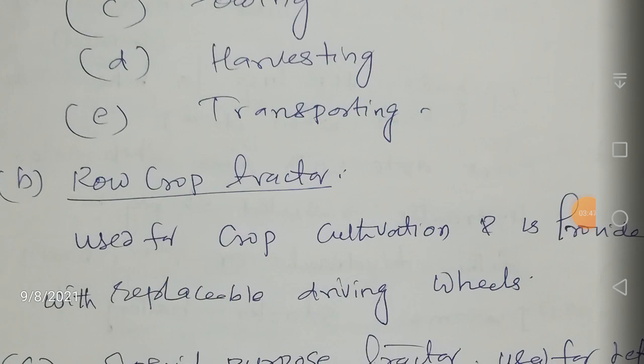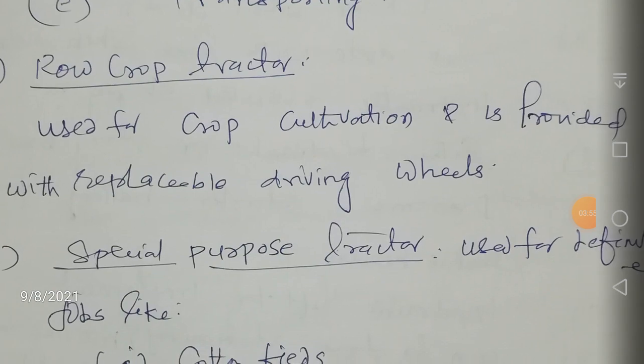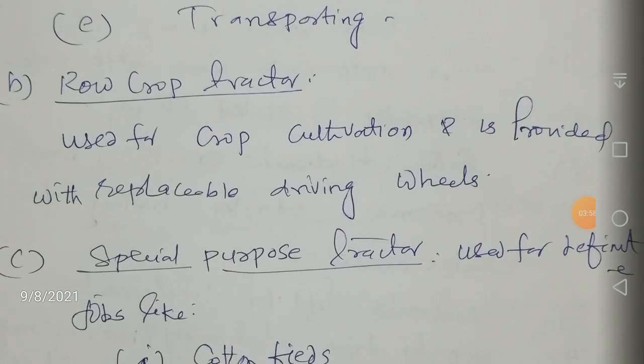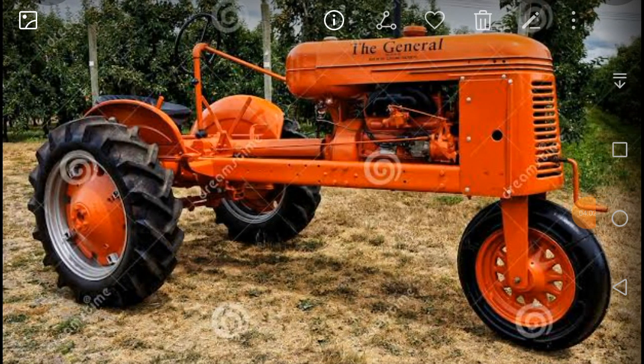Now comes your row crop tractor. Let us see what it is used for. A row crop tractor is used for crop cultivation and is provided with replaceable driving wheels. So let us see how this row crop tractor will look.